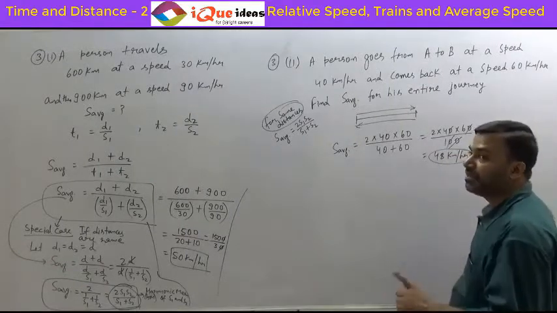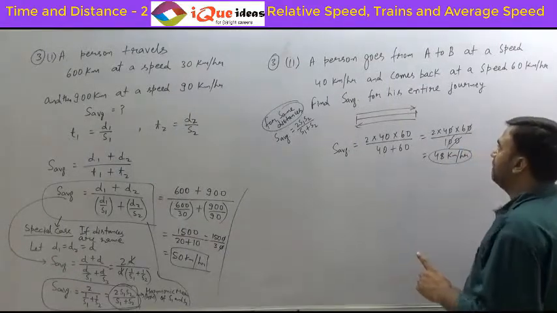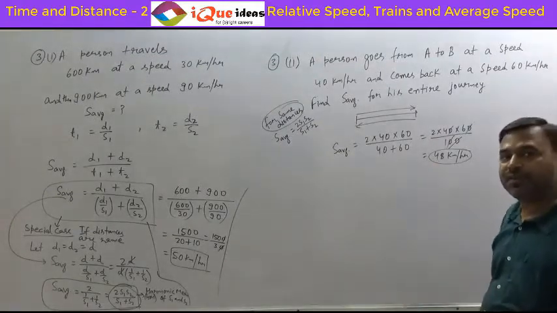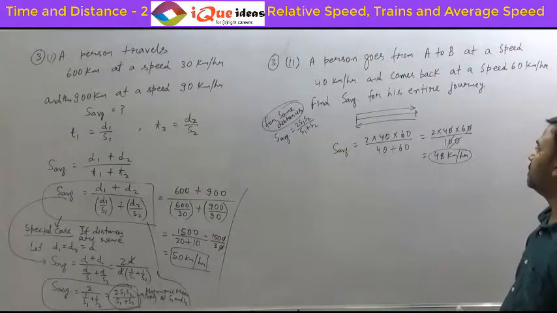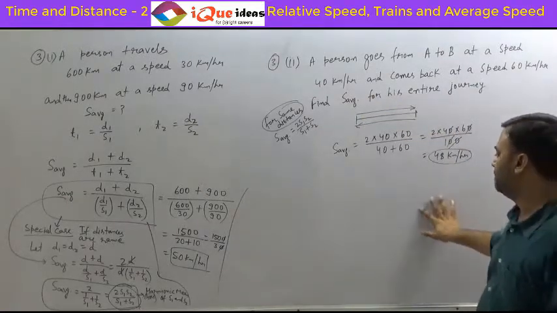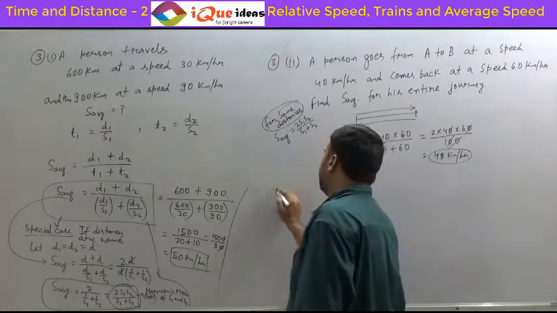Remember, distances are same, times are not. Obviously, if the distances are same and speeds are different, the times would be different. So it is again not the simple average of 40 and 60, it is something else. There is another way of asking the same thing.